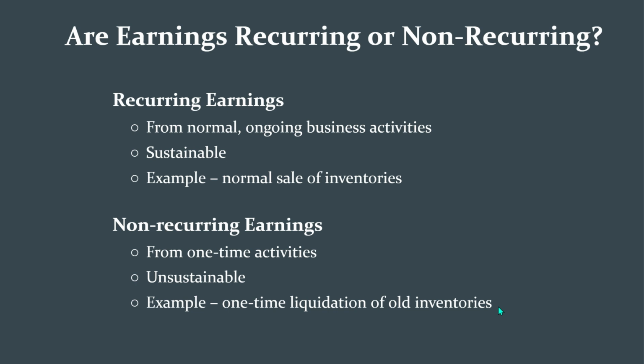So let's say a company had some old inventories sitting on its books. It might decide to sell them at a discount and get a one-time boost in earnings. But obviously, it's not going to have old inventories all the time to sell. So this type of earnings, it's non-recurring, it's one-off, and it's unsustainable.